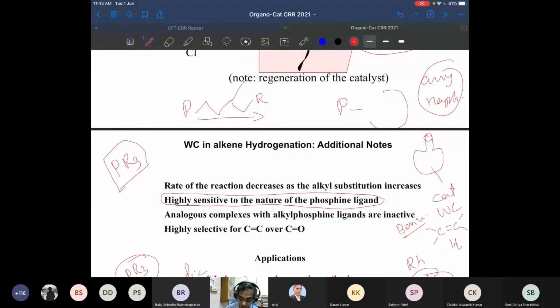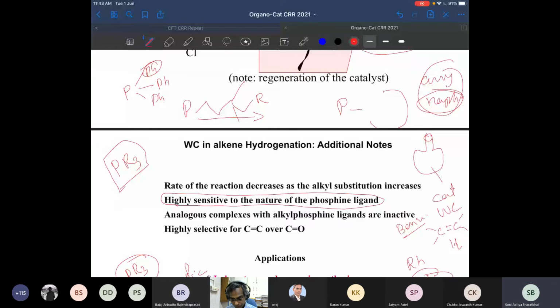Or you branch it here. This is the nature I am talking about. Instead of triphenyl phosphine, with Ph and Ph, I replace the phenyl group with other ligands, either alkyl or bulky aryl, say naphthyl, or any other ligand that I am bringing in here. Based on the nature of the phosphine, the rate of the reaction is determined. I hope you got it.